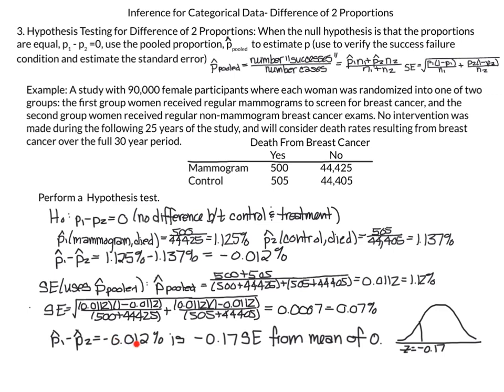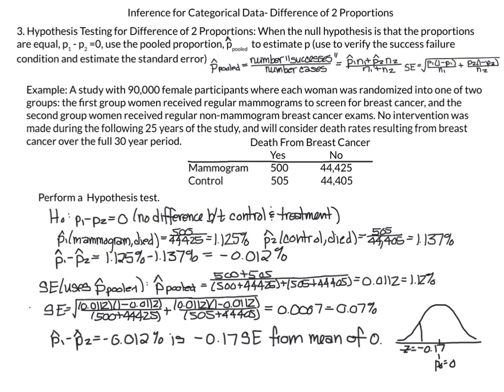0.012, which is negative 0.17 standard errors from the mean of 0. This is assuming, again, our null hypothesis is true. So we're assuming that under our null hypothesis, our mean is equal to 0. Our sample has p1 hat minus p2 hat equal to negative 0.012, and that's a z-score of negative 0.17. So over here, a z-score of negative 0.17 represents what we found in our sample.